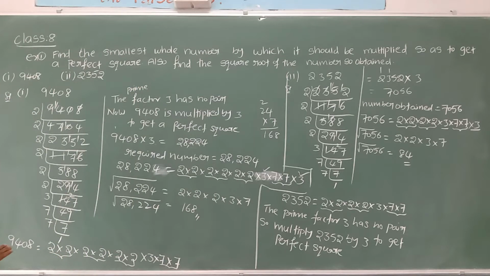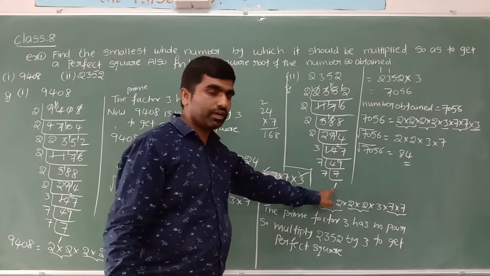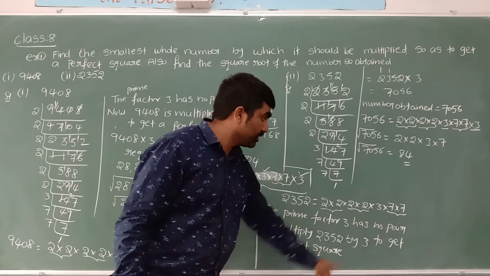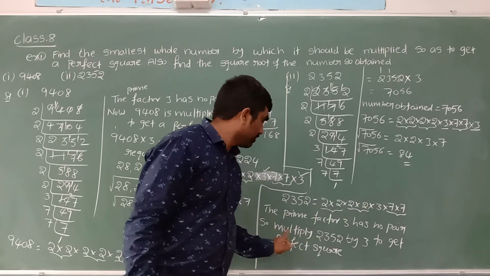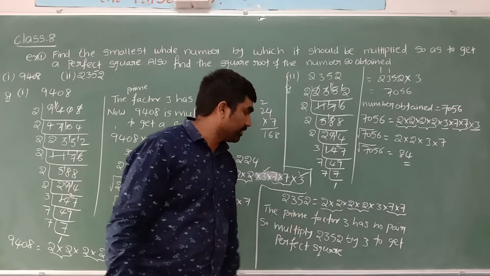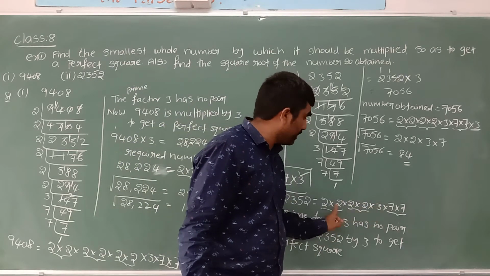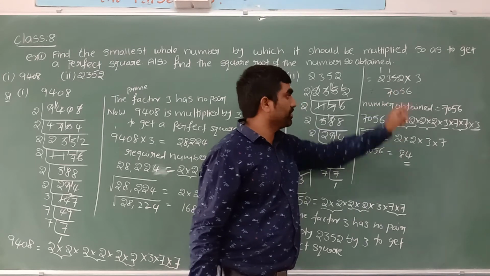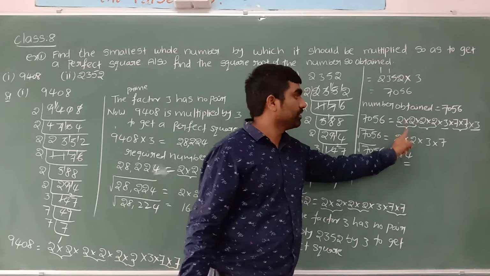Hope it is clear for everyone. Easy concept. Just prime factorize the given number, and the given number we can express in terms of a product of prime factors. Which number has no pair, the same number we can multiply with the given number. So by multiplying with 3, here we can see the pair of each and every factor. So the number obtained is a perfect square. Then find the square root of that number.